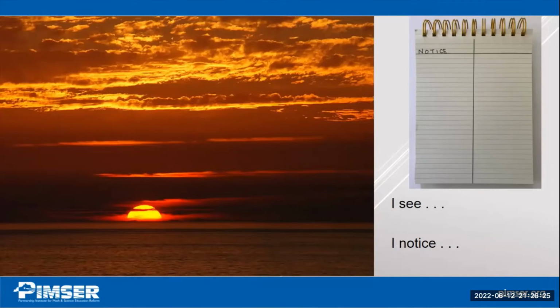In a similar way, we will use stems to write about this photo. Take a moment to look at this photo of a sunset. Create a T-chart like the one you see on the right of the screen. Use the stems I see and I notice to complete the notice side of the chart while you examine the sunset image.